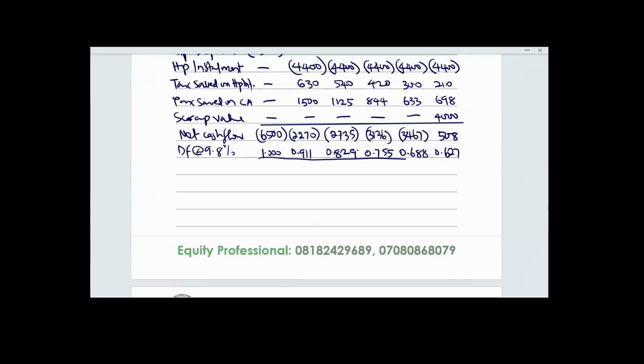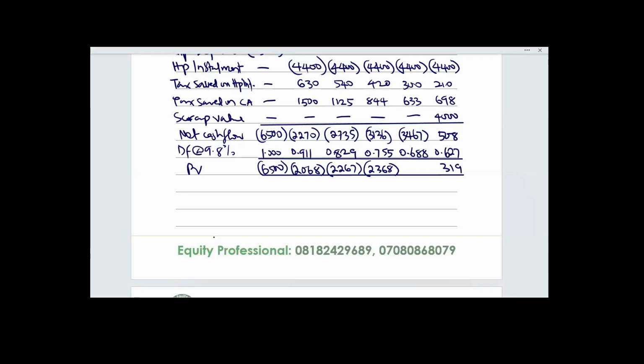Then we get the present value. Here is 65. Give me the present value for year 5. 508 multiplied by 0.627. 2068 negative. 2267. Okay. 2368.